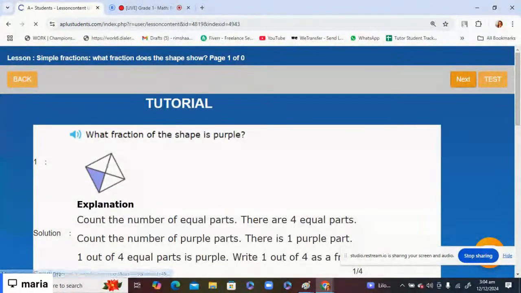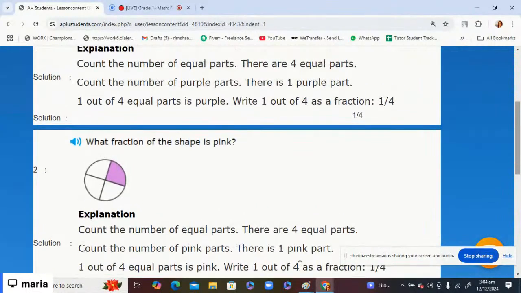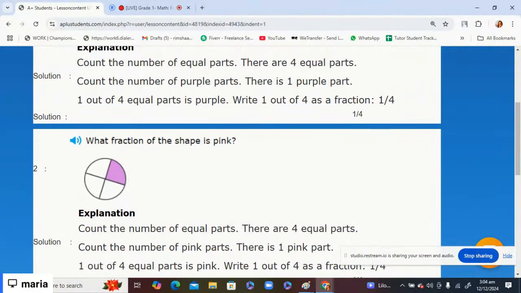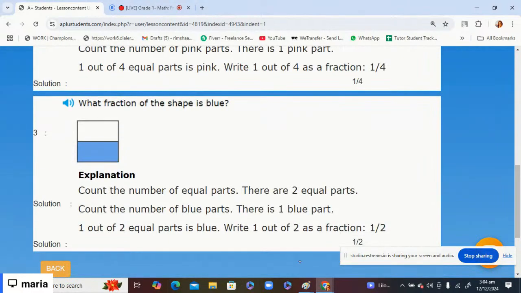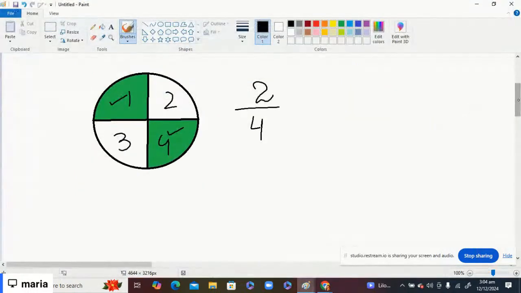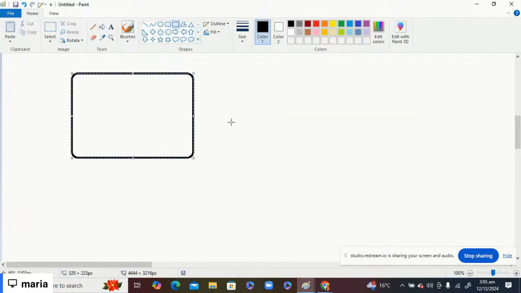So for example, let's suppose this one. What fraction of this shape? Now you guys tell me. Check out the fraction. First of all, we count the number of equal parts. How many equal parts? Then count the number of colored parts. Then we see the result. Let me write a question here, then you guys tell me the answer. For example, I am going to draw this shape here. Everyone tell me now.